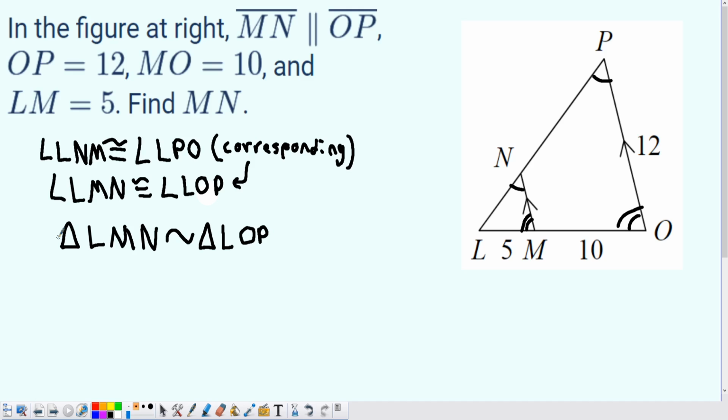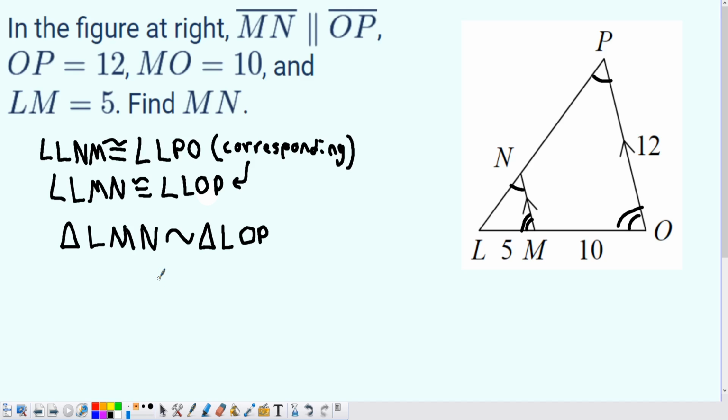And notice the order in which I'm writing them. I wrote LMN. So if we look at this small triangle, let's start at L, then go to the M, which has the 2 tick marks, and then the N, which has the 1. And I wrote it in the same order with the other triangle. Start at L, go to the 2 tick marked angle O, and then go to the single tick marked angle P, because you want each corresponding angle to be in the correct position.